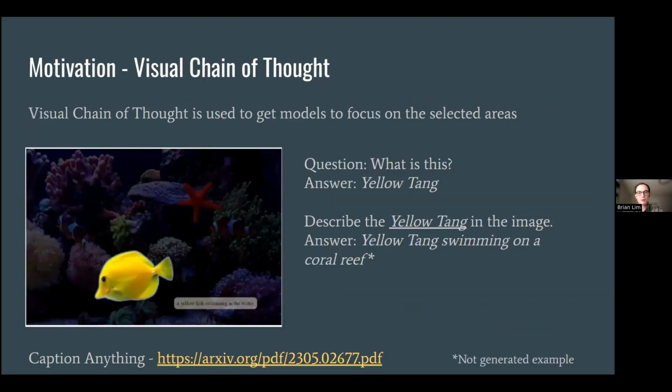The visual chain of thought was introduced by the Caption Anything model, and it is a technique used to get the models to focus on the desired areas of the image. It does this by doing a step-by-step process of generating the caption first, so that it identifies the object that the user is desiring to caption it for, and then it generates a caption for the desired object.